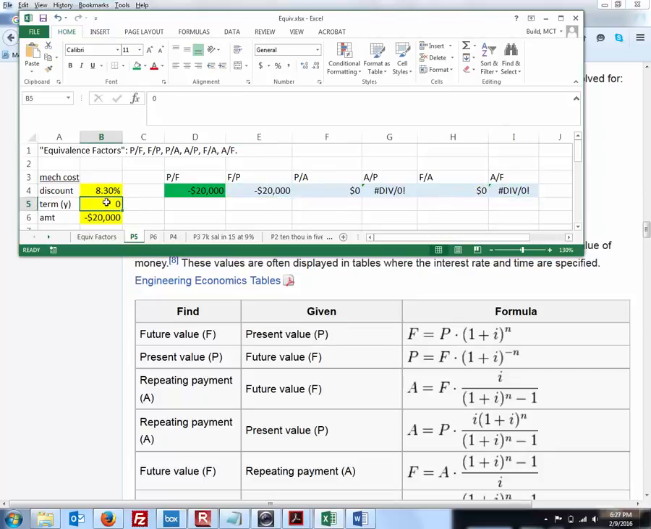Let me just change this to 1 year for the time being. And obviously negative $20,000 now is the same as a negative $20,000 annuity paid now. So let's just look at that. So that's annuity of the future. So hopefully this is legible.